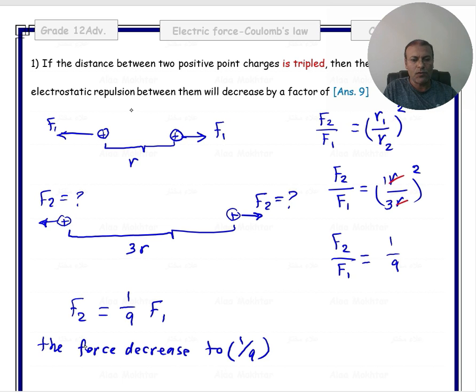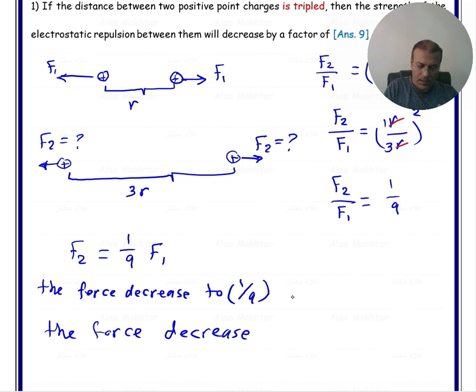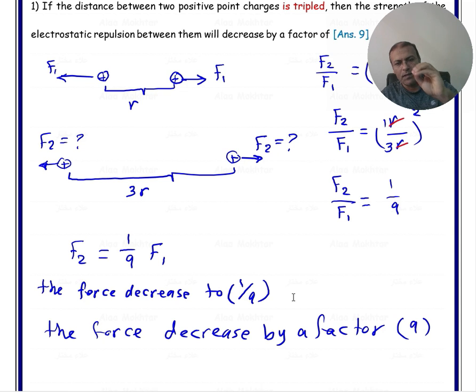It also means the force decreases by a factor of 9. The same: the force decreased to 1 over 9th, or we can write it, the force decreases by a factor of 9. I can say the force decreases to 1/9 or the force decreases by a factor of 9. Okay, when the distance increases, the force decreases. The relation is inverse with the square of the distance. Thank you so much.